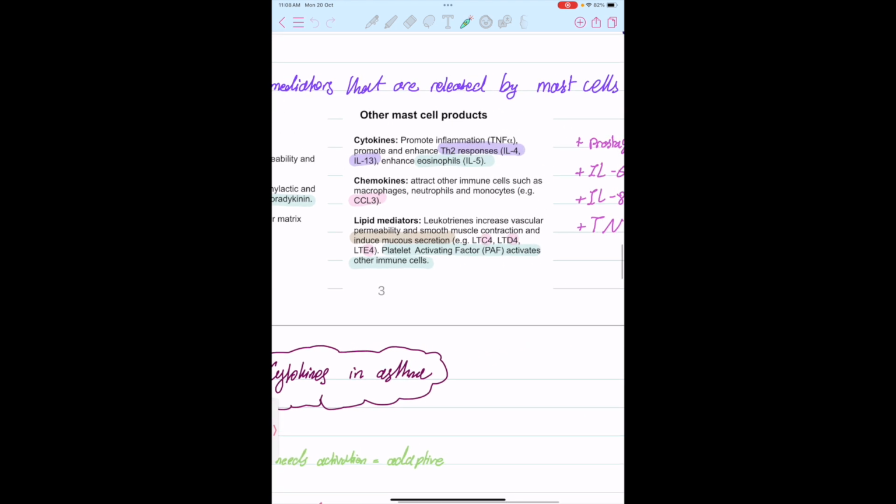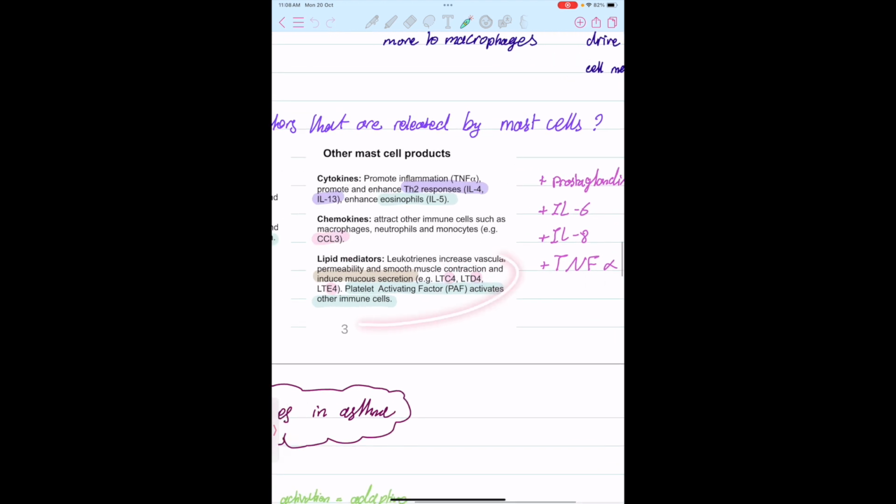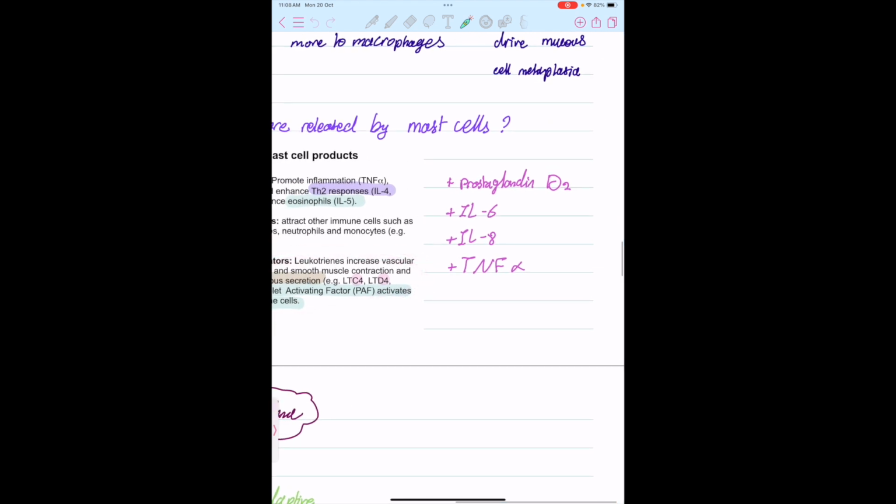We have also cytokines, chemokines, and lipid mediators. Cytokines such as interleukin 13, interleukin 5, and interleukin 4. To mention that interleukin 5 is special for the eosinophils. We have also the chemokines such as CCL3, lipid mediators, which are C4, D4, and E4. Moreover, we have also prostaglandin D2, interleukin 6, interleukin 8, and TNF alpha.